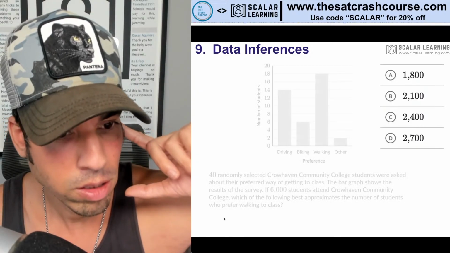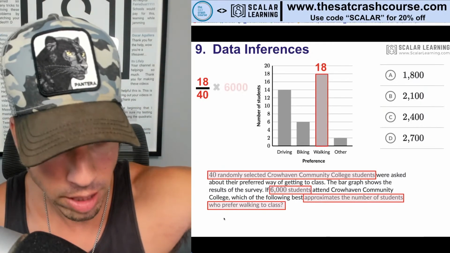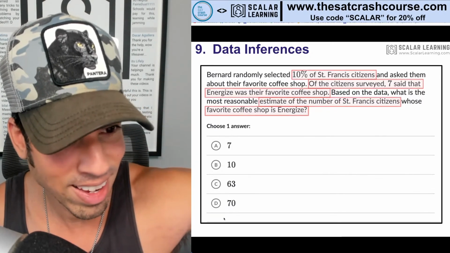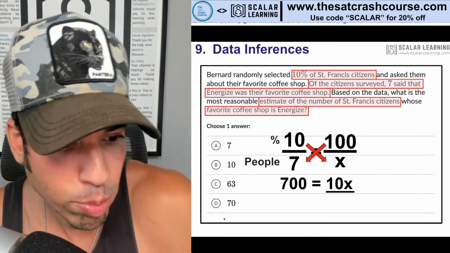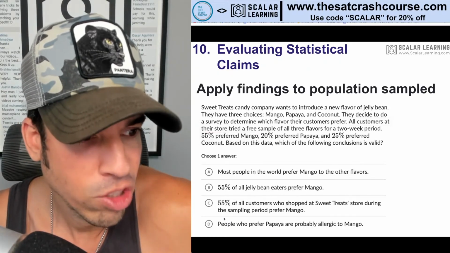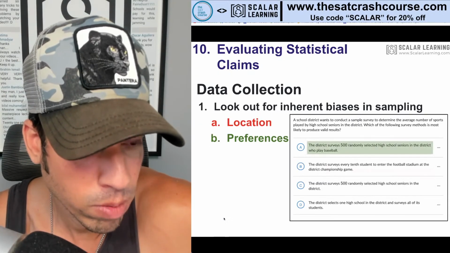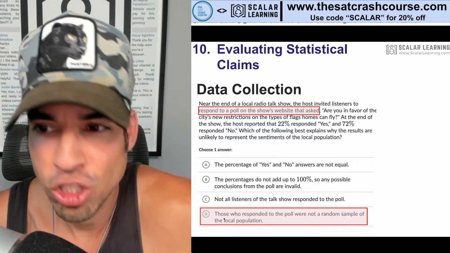Let's skip this. That was just an example. You can check that later. We're blazing through data inferences. Again, a little proportion, cross-multiplying. Let me just make sure we don't miss anything super important. I think that's the gist of it.